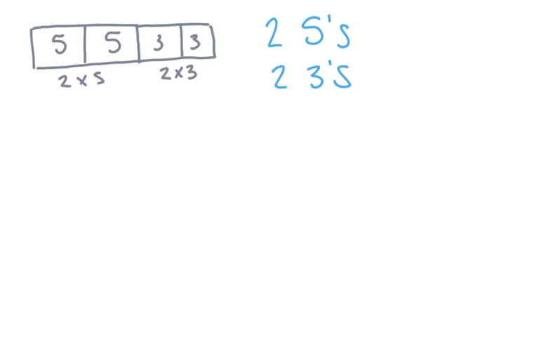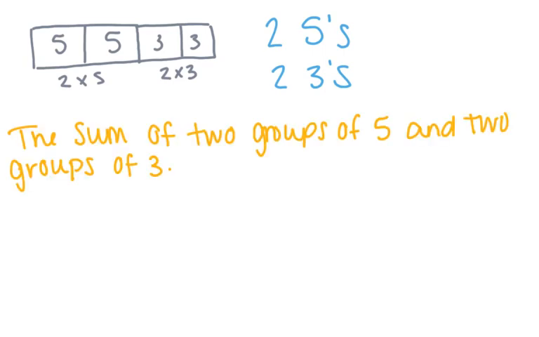So what does this expression represent in words? So in words, this model represents the expression the sum of 2 groups of 5 and 2 groups of 3. So how can we write that expression with numbers and symbols? Using numbers and symbols, our expression will read 2 times 5 plus 2 times 3.